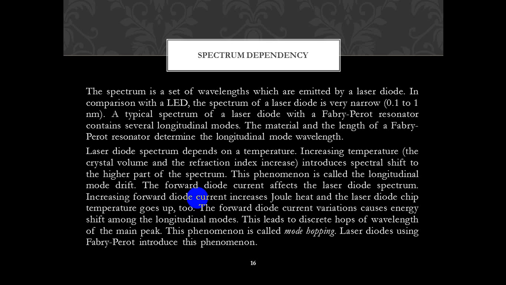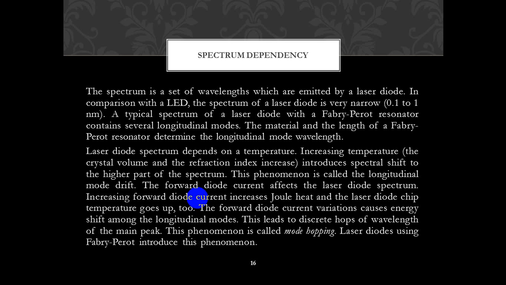Laser diode spectrum dependency on temperature. Increasing temperature introduces a spectral shift to the higher part of the spectrum. This phenomenon is called longitudinal mode drift. The forward diode current affects the laser diode spectrum. Increasing forward diode current increases Joule heat and the laser diode chip temperature goes up.